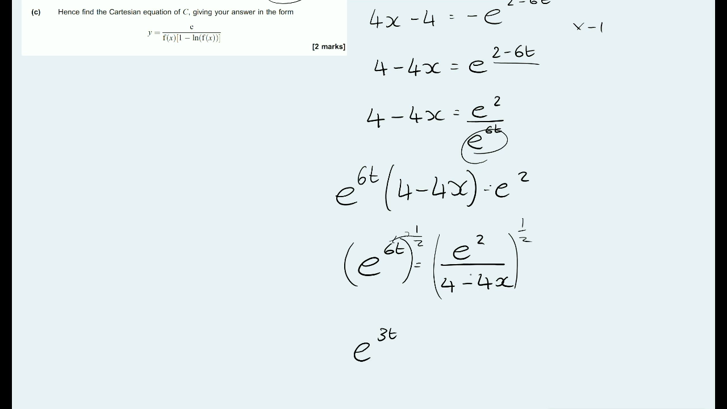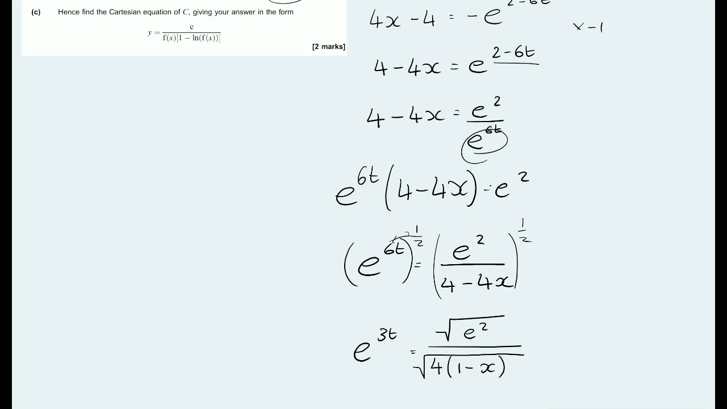And then everything in here is getting square rooted. So I'm going to square root e squared. And I'm going to square root this. But before I do that square root, I'm going to factorise it. So I'm going to write it 4(1 minus x) all square rooted. And the reason I'm doing that is because I know where I'm trying to get to.